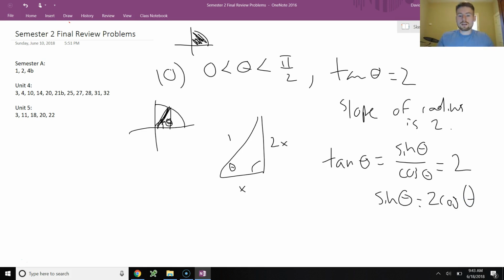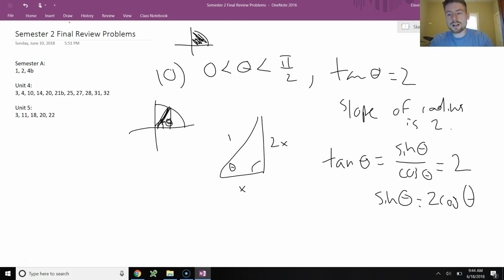So if I look at the triangle, I can just use triangle trigonometry to find out what x is. That's going to be cosine, and then double that to get sine. Or if I look at this expression for sine and cosine, I can use the Pythagorean identity, which is the same thing, to solve this for sine or cosine.